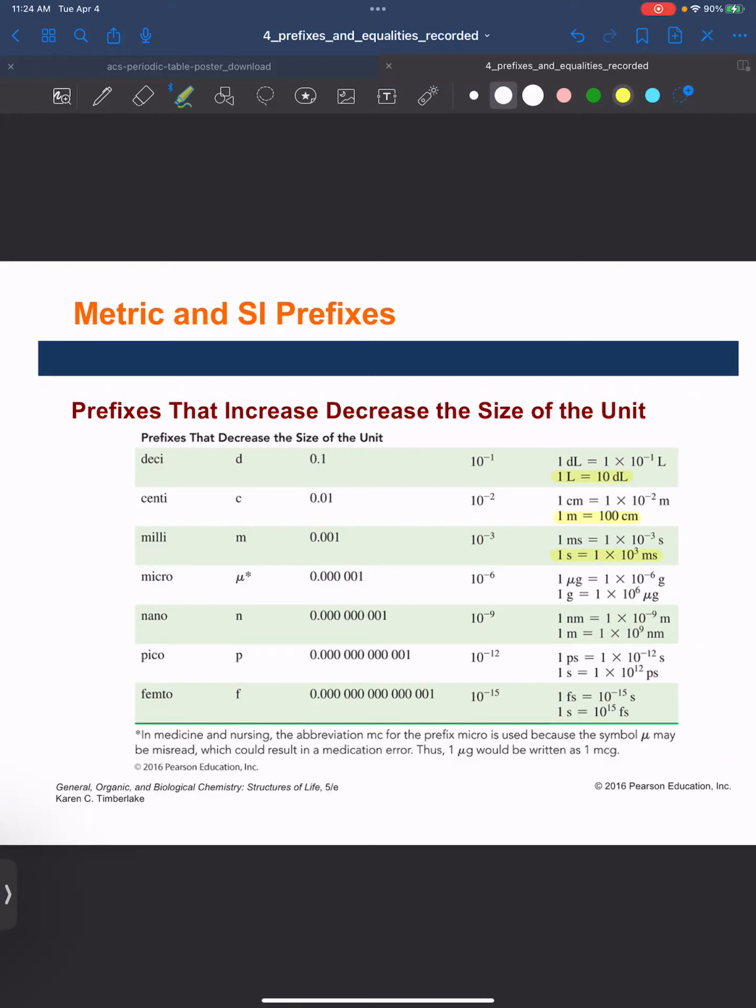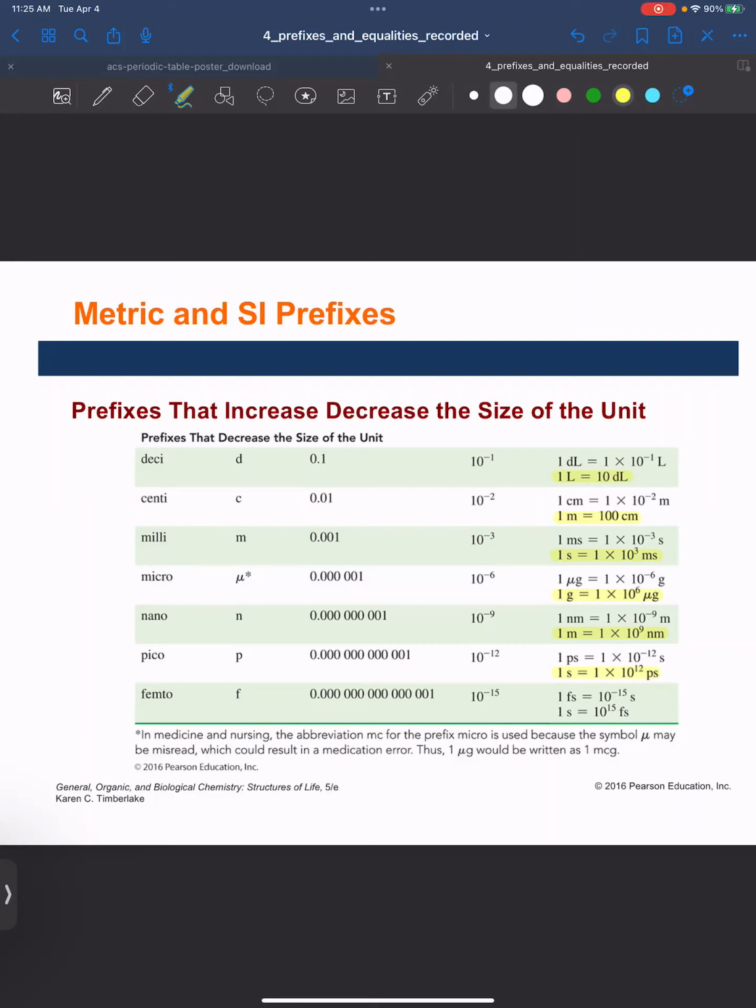Micro is 10 to the negative 6. So 1 microgram is 1 times 10 to the negative 6 grams, or 1 gram is 1 times 10 to the 6 micrograms. Nano is times 10 to the negative 9th. 1 meter is 1 times 10 to the 9th nanometers. Pico is 10 to the negative 12th. So if we were working in seconds, 1 second is equal to 1 times 10 to the 12th picoseconds.